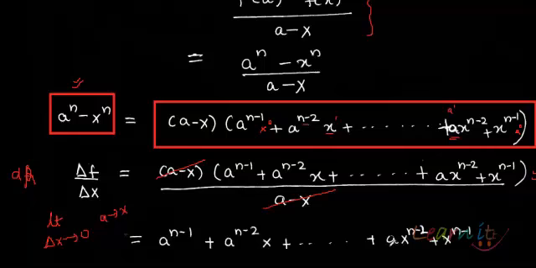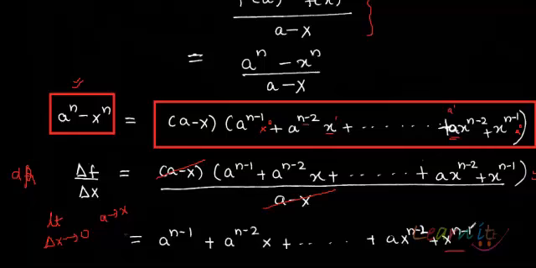So if a tends to x, what will happen essentially? I will have all x's here; in place of a, I will have x. So I will have x to the power n minus 1, plus x to the power n minus 2 into x, and so on and so forth till x into x to the power n minus 2, and here anyways I don't have to replace a.